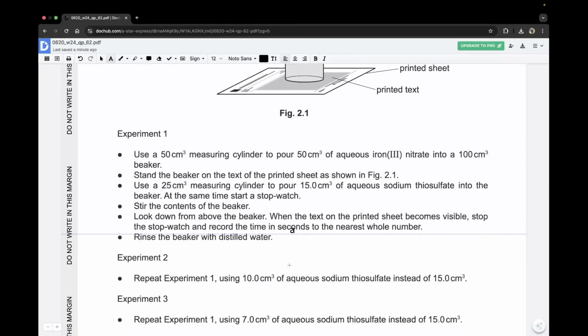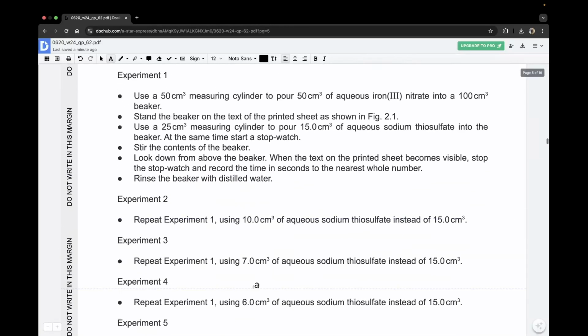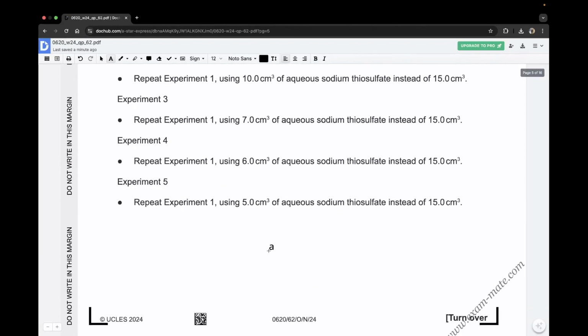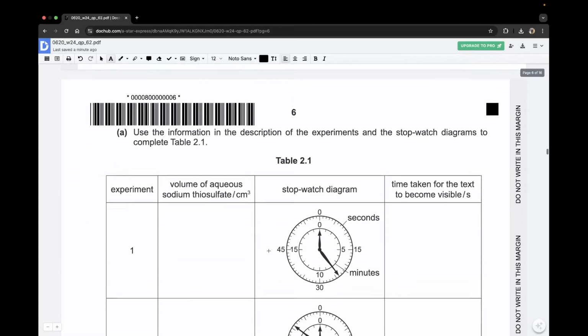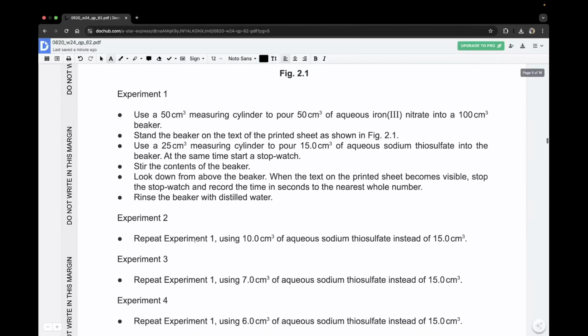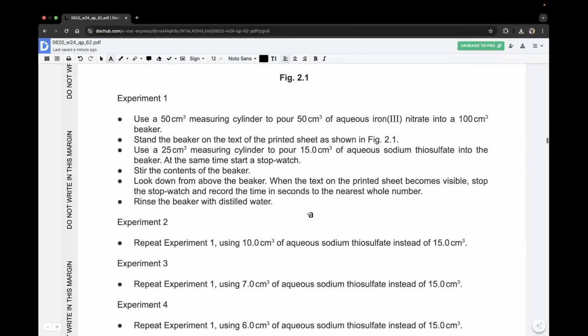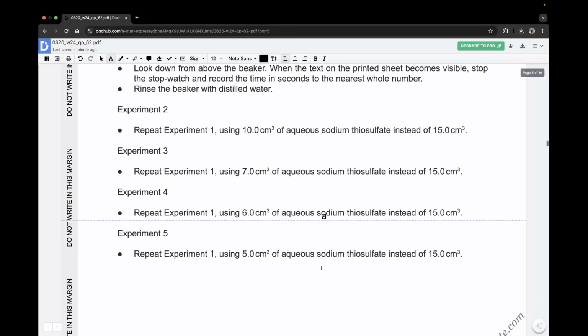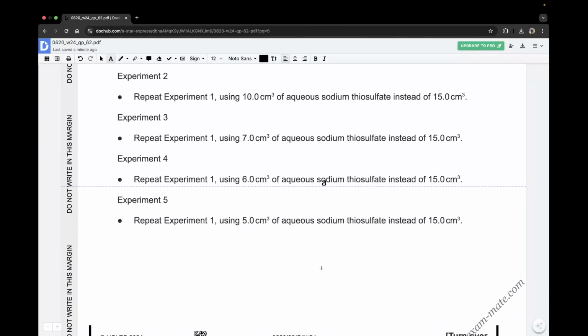And they're also doing this with 10 centimeters, 7 centimeters, 6, and 5 as well. That is the experiment. So this will usually be the first question where they ask you to note this down. Experiment 1, volume of aqueous thiosulfate, it is 15. No, sorry, it's 15, 10, 7, 6, and 5. That's what you need to be writing down.